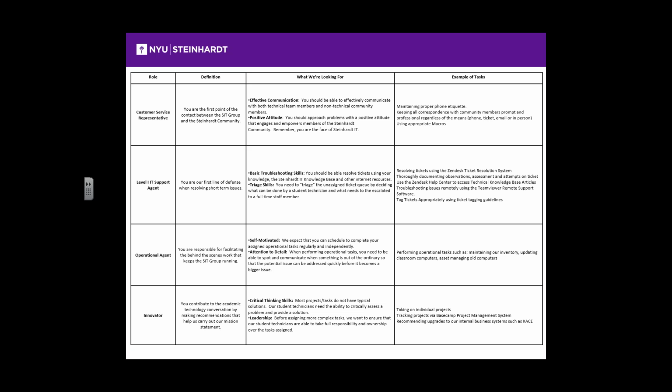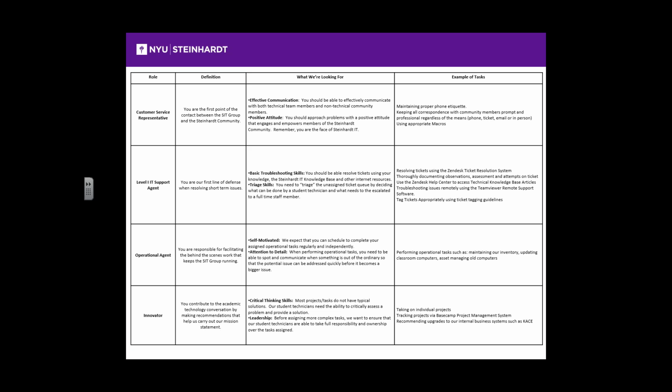I think everyone starts off at about one pay rate, and then as they become a core student technician, it might be bumped up $1 or $2 an hour. But it's still within the same range. Great, thank you. Awesome.